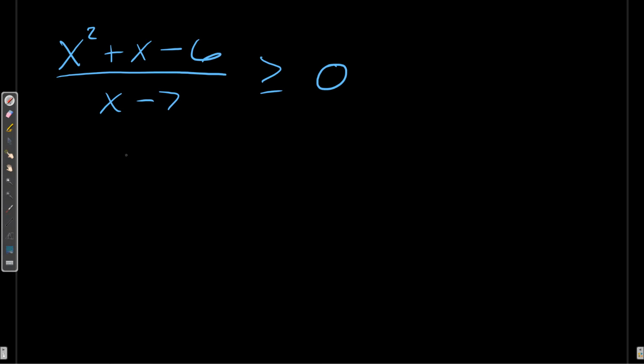Well, first thing that I should do is let's note the domain, right? So the domain cannot include 7, because if you put a 7 right there, it would say 7 minus 7, and that would be 0. You can't divide by 0, so the domain has got to exclude 7. Okay, I'll keep that in mind.